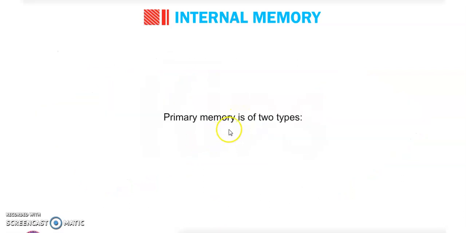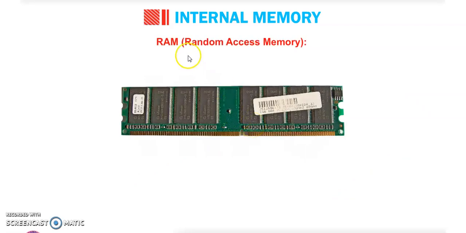Primary memory is of two types. First is RAM. The full form of RAM is random access memory. This is the picture of RAM. This is the inside part of the CPU. It is attached in the CPU.